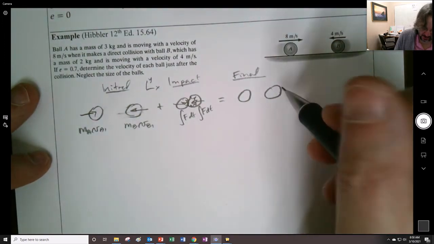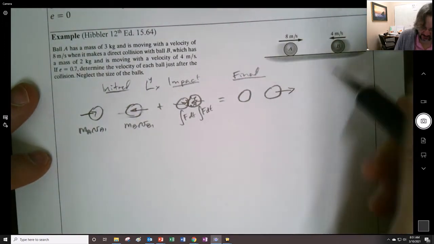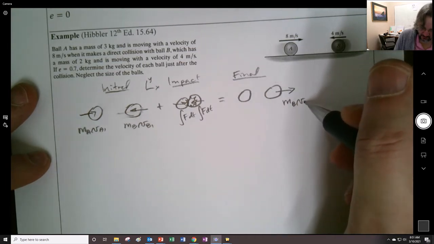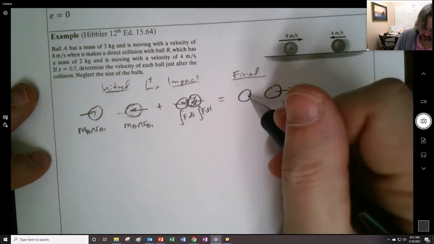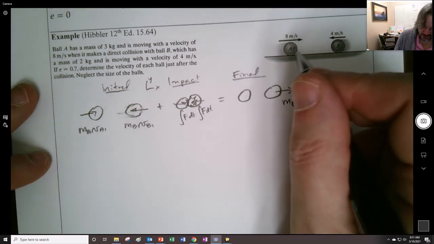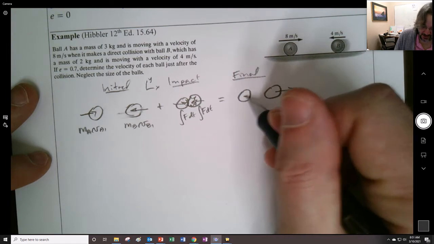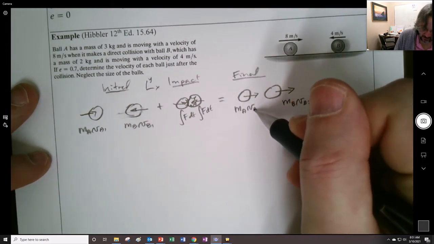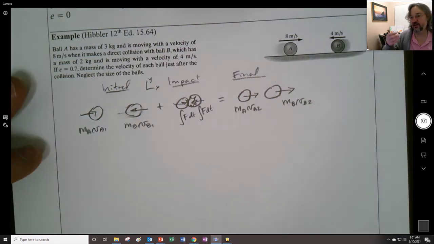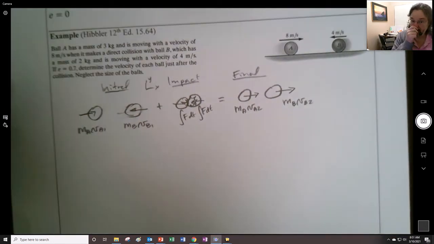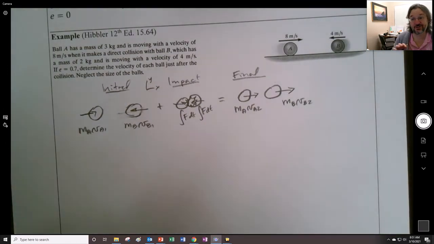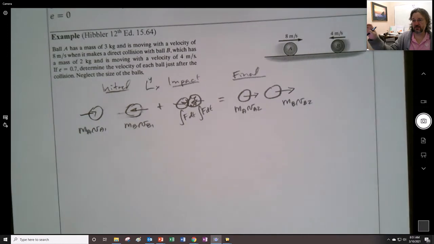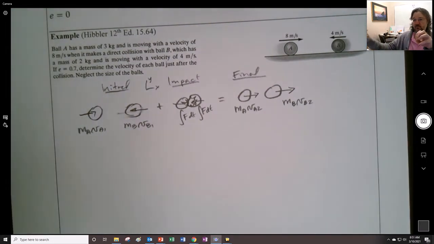Here, I'm going to predict this one's going to bounce back that way because that's lighter, right? So I'm going to say that's mB vB2, but I'm not sure. This one is so large that maybe it just slows down. So let me assume this one is going positive, and then if we get a negative number, we know it bounced back. It is actually even possible that it would completely stop if the numbers were just right. You could imagine these things coming here and it goes boom, and that one would move along here.